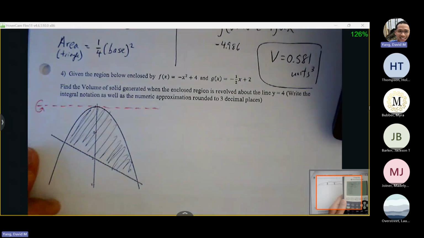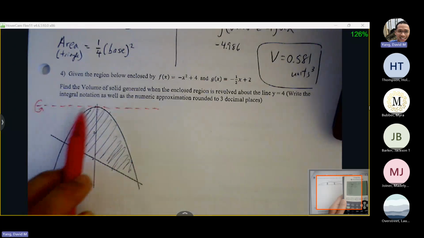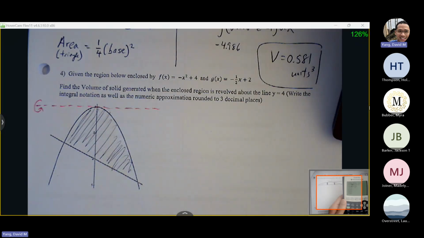Okay, what is this going to be? Disc or washer? Washer, right? It's touching, but that's not good enough for it to be disc. It's got to be a flat surface up against the dotted line if we want to call it this method. Okay, so washer method.